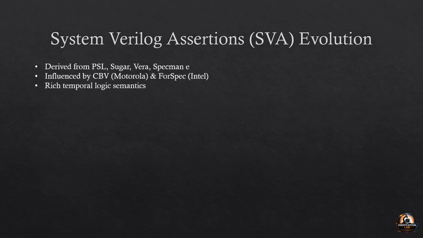So, rich temporal logic semantics. What does it mean? Assertions have a rich subset of temporal logic which can define the temporal, or in simple words, the timing behavior or properties of our design, and it can actually model the way our design is working. And lastly, we can say it is an industry standard assertion language today due to its rich subset and rich temporal logic semantics.